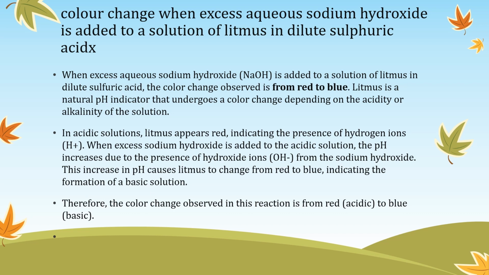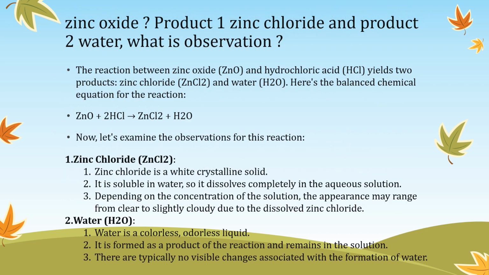Here's how the test for nitrate ions is conducted. Put the sample containing the nitrate ions in a test tube. Add aqueous sodium hydroxide, NaOH, to the test tube. Then add aluminum filings, Al, to the mixture. Warm the mixture gently. If nitrate ions are present in the sample, the reaction produces ammonia gas, NH3. This gas can be identified by its distinctive pungent smell.